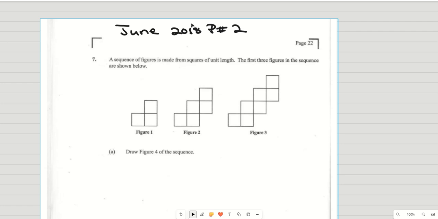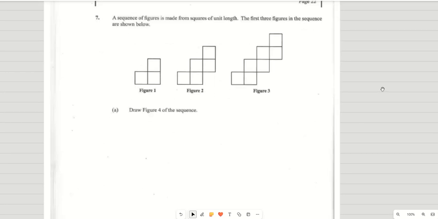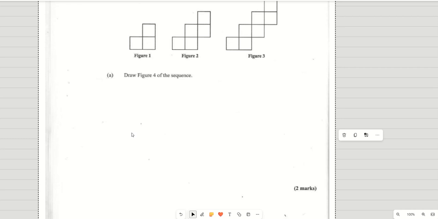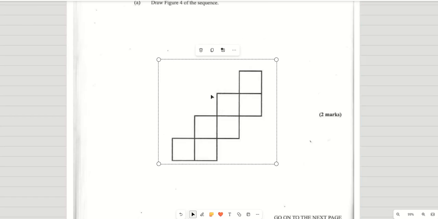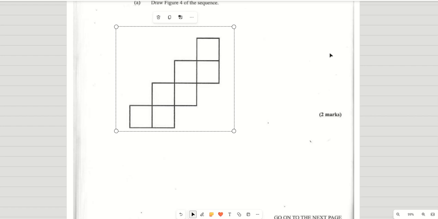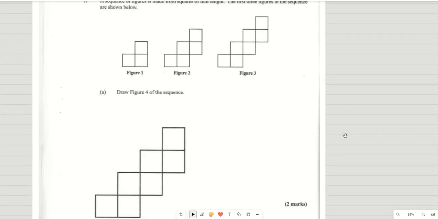Hi, good day everyone. So today we will be doing June 2018 paper 2 number 7, which is typically a sequence question. A sequence of figures is made up of squares of unit lengths. The first three figures in the sequence are shown. Draw the fourth figure. I have this image already, so I am not about to draw that. That's the third figure, right?